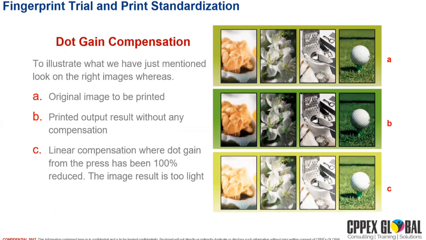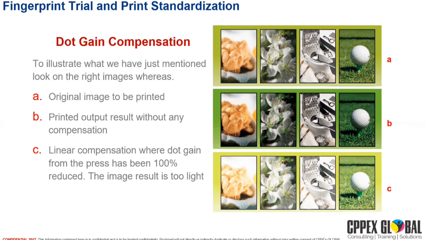So dot gain, what does dot gain compensation explain to us? This explains the original image to be printed, what type of dot gain we have in our original image that we printed during the fingerprint trial, the printed output results without any compensation, what is the printing dot gain output, and linear compensation where dot gain from the press has been 100% reduced.